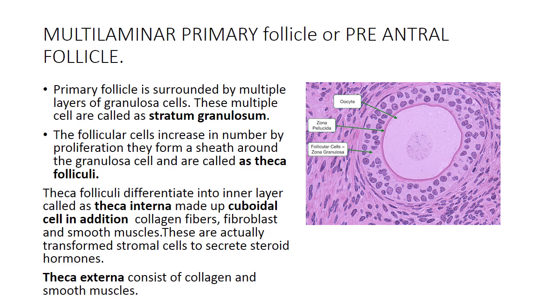Then outside the theca interna is present the theca externa. The theca externa consists of only collagen fibers and smooth muscles. The contraction of these smooth muscles will help at the time of ovulation in the release of the ovum. The multilaminar primary follicle is also known as the pre-antral follicle because its stratum granulosum does not contain any cavity. Clear?